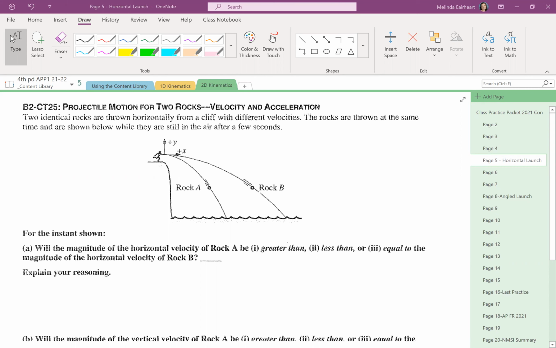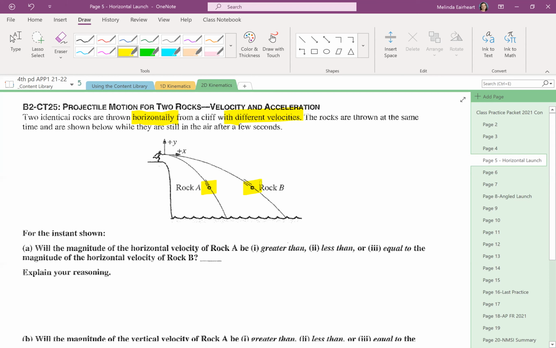2 identical rocks are thrown horizontally. And yes, I'm highlighting that word because in a couple days, we may throw them at angles and, you know, what's different. You want to make sure you know what is happening. And we're going to throw them with different initial velocities. They are thrown at the exact same time, and shown below, we pause the video. Here it is a few seconds later.